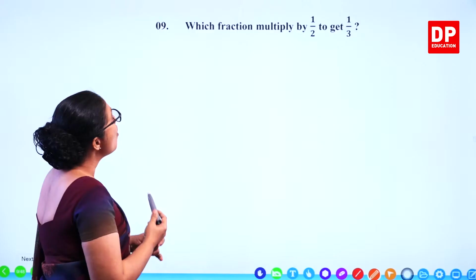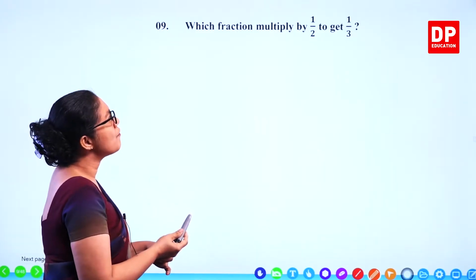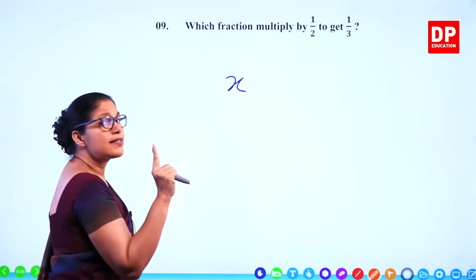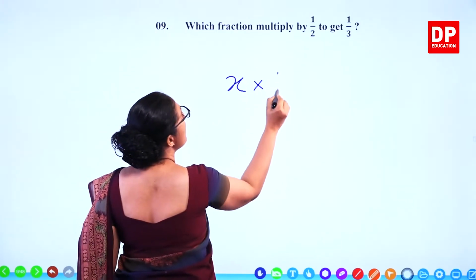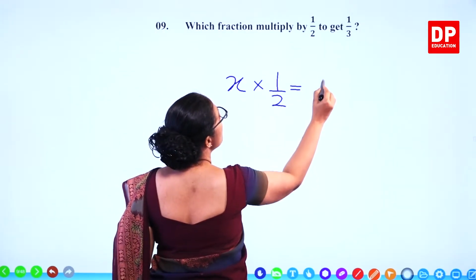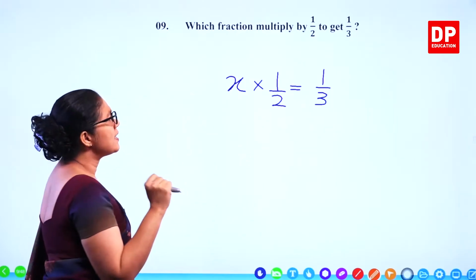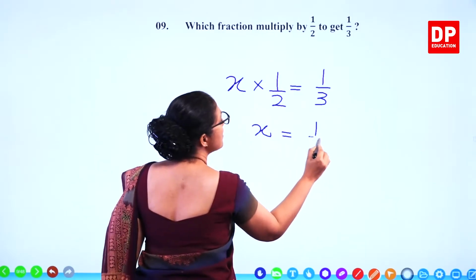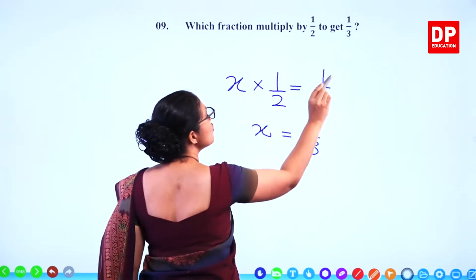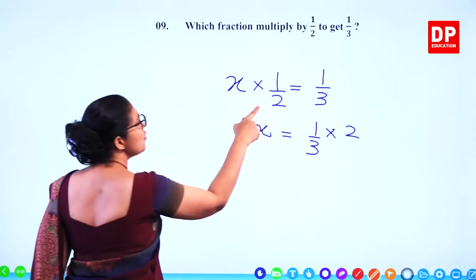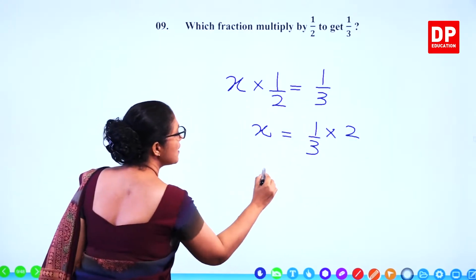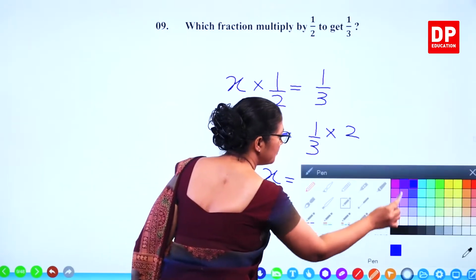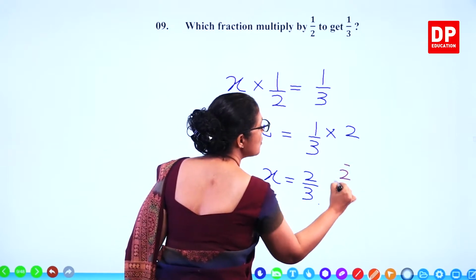Question number 9. Which fraction multiply by half to get 1/3? So here we'll take x as the fraction. x multiplied by half, you get 1/3. So what is x? So we can say x equals 1/3 into 2. So when you take 2 to this side, you get x. So what is x? The fraction is 2/3. You get 2 marks for that.